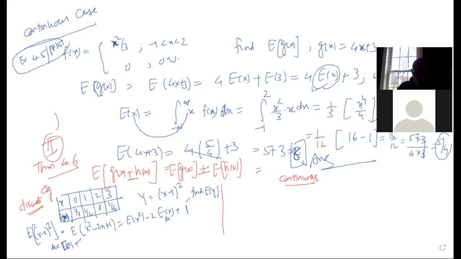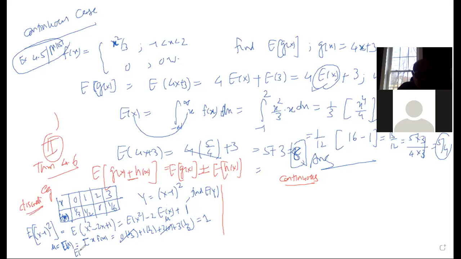First of all, mu is equal to the expected value of x, which is the summation of x times f(x). That is 0 times 1/3 plus 1 times 1 by 2 plus 2 times 0 plus 3 times 1 by 6. The 2 times 0 is 0, so 1 by 2 plus 1 by 2 is equal to 1. So the expected value of x, mu, is equal to 1.